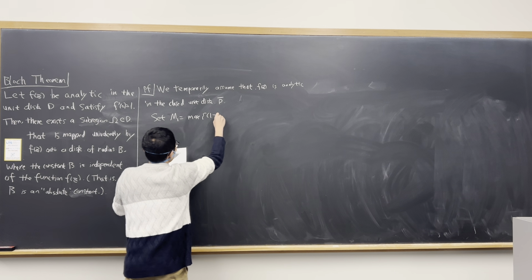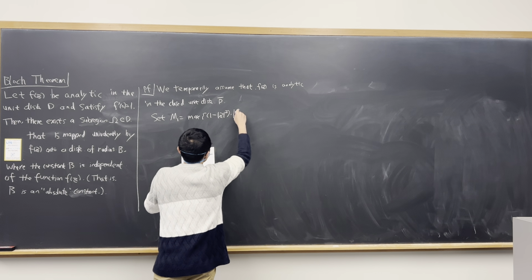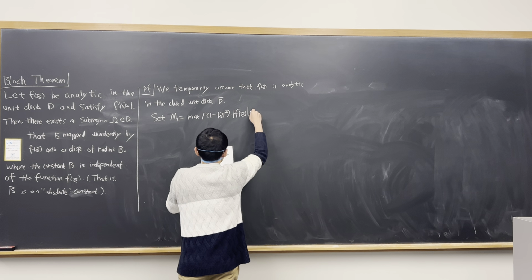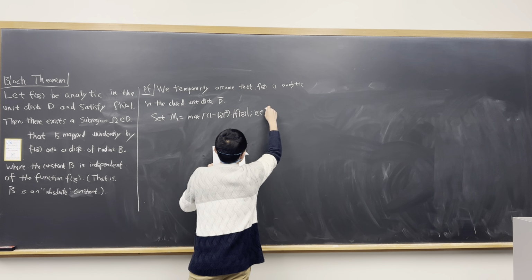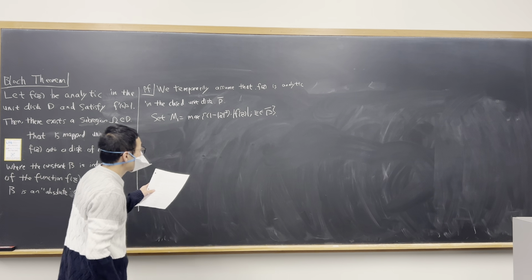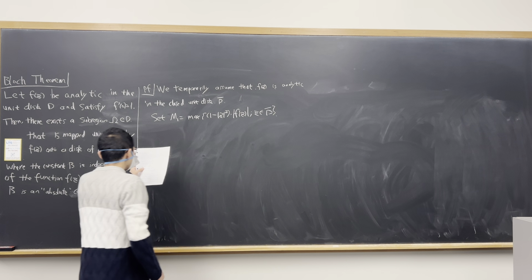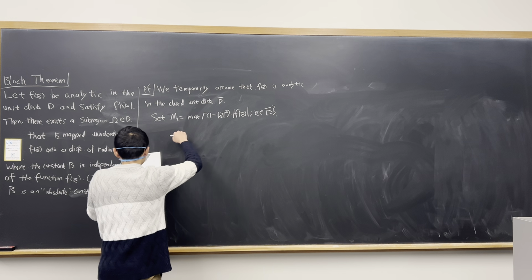the set 1 minus modulus of v squared times f prime v, over where v is taken in the closure. So basically, we take the maximum over this function over the closed disk.